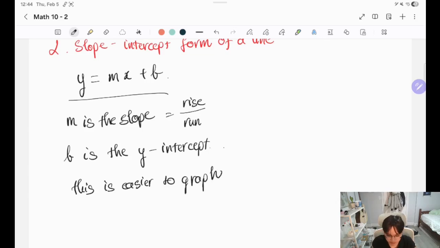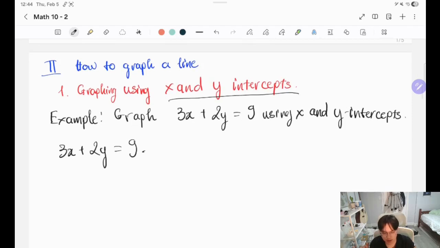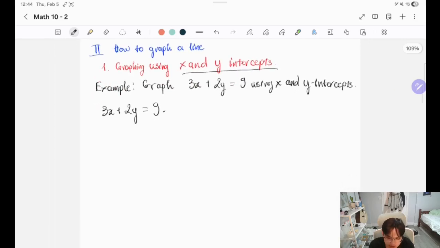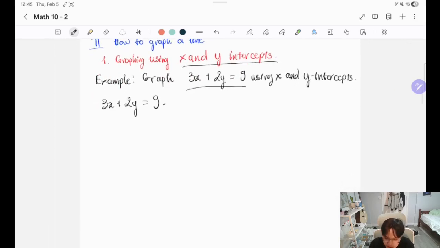Okay, so let's move on. How to graph a line? First of all, graphing using the x- and y-intercept. I've got an example: graph this equation using the x- and y-intercept. In this example, we need to focus on finding the x-intercept and y-intercept, and then we can connect the two points together to make a line.